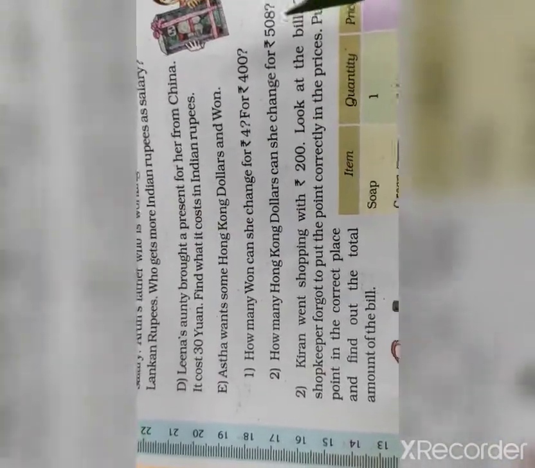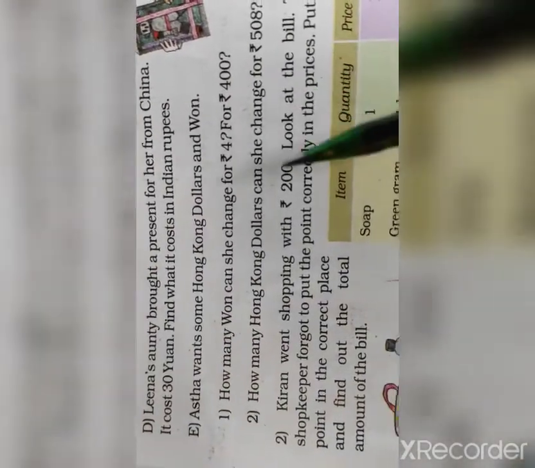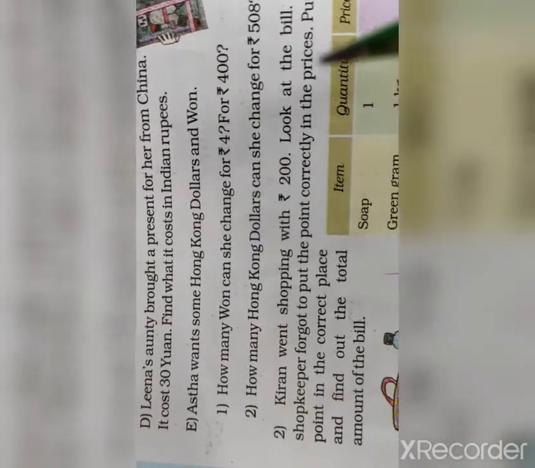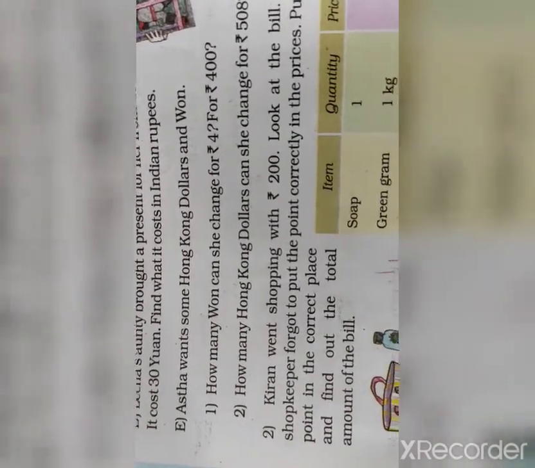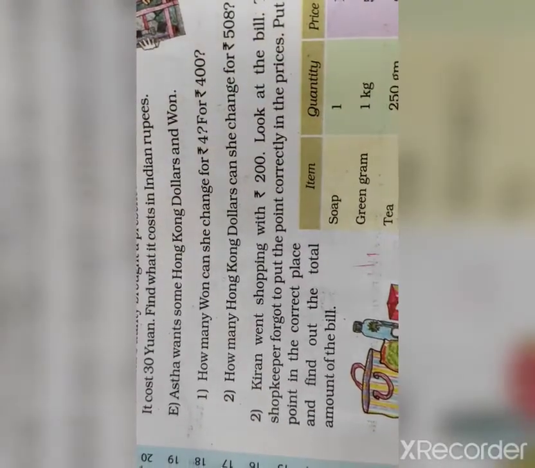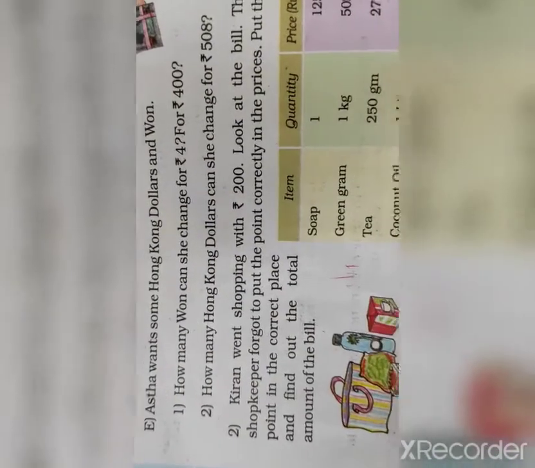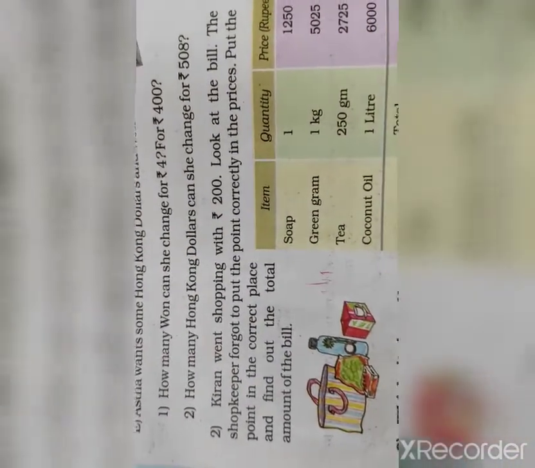How many Hong Kong dollars can she change for rupees 508? So for 508, first you will find the relation: dash rupees is equal to 1 Hong Kong dollar, and then rupees 508, by dividing you will get the answer. Okay.